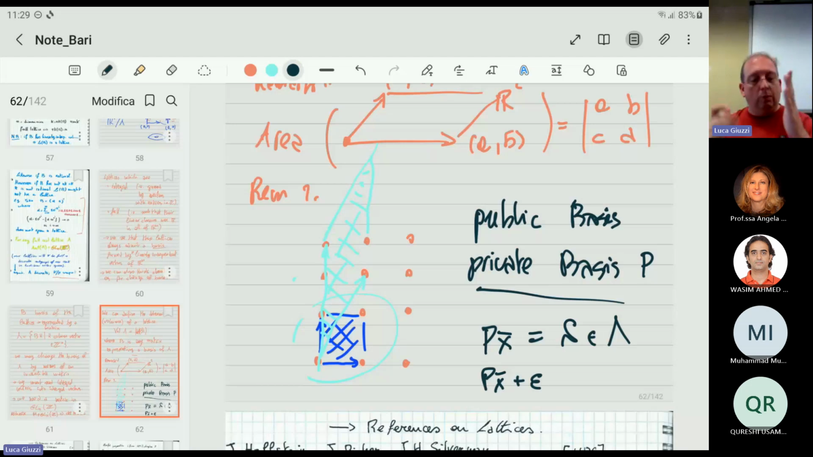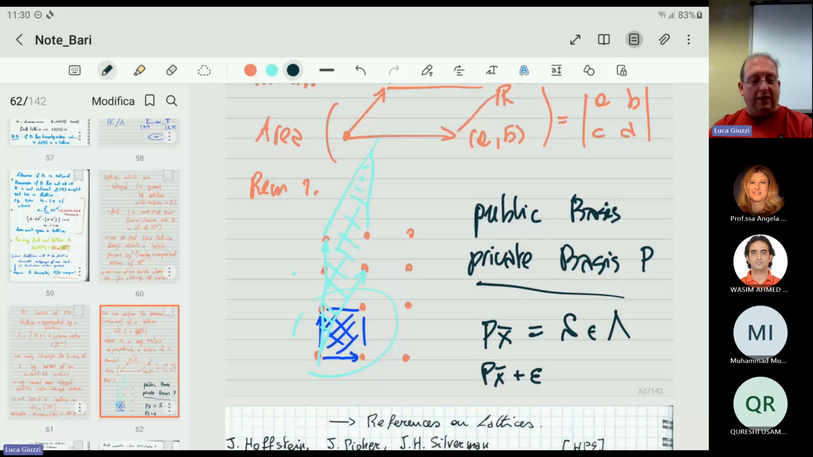But if the basis is very skew, like the azure one here, then correcting epsilon, this error, turns out to be hard. Whereas if the basis is orthogonal, or almost orthogonal, as here, correcting is easy. So the public basis will be a basis where it's easy to find the points of a lattice, but that's the only thing which is going to be easy. The private basis will be a basis where it is easy to find the closest point of the lattice to a received vector.